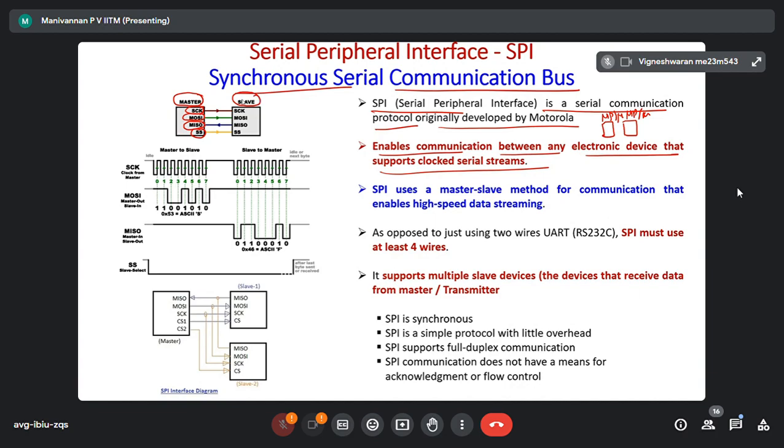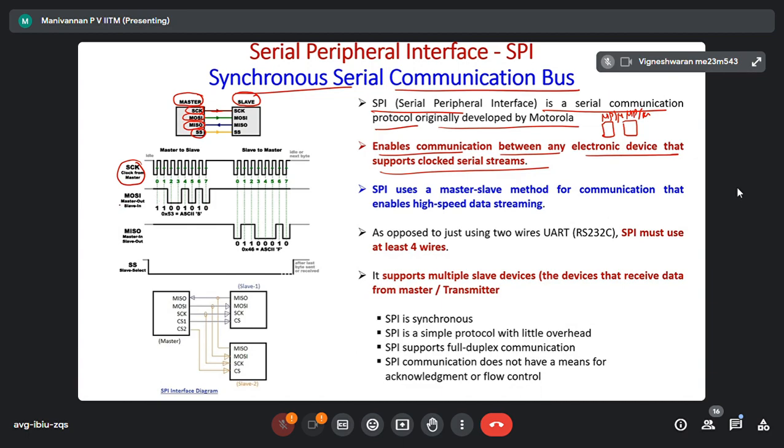One is the master transmitting, the other one is called the slave. Both are connected using four wires. These are the signal names. SCK is nothing but a clock from the master. Whenever it transmits data, it will transmit this clock also through this wire. Now the data is transmitted using MOSI. You can see the word MOSI.